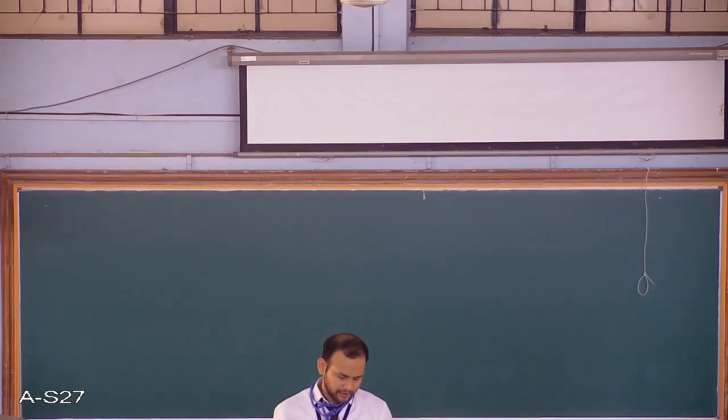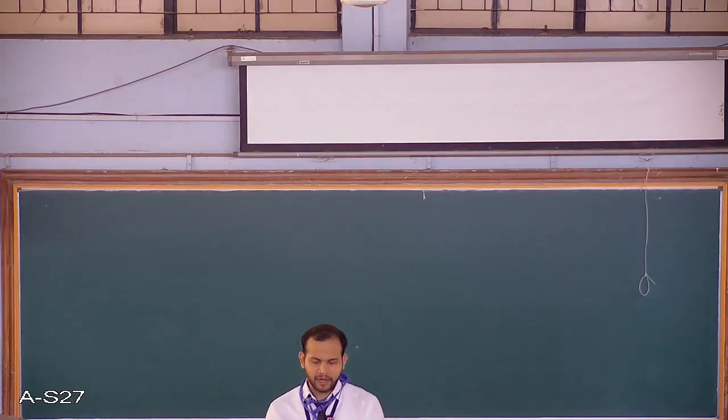Now they have asked to plot the failure envelope and define the values of shearing resistance, that means what? Angle of internal friction, and cohesion. So this is what they have asked.